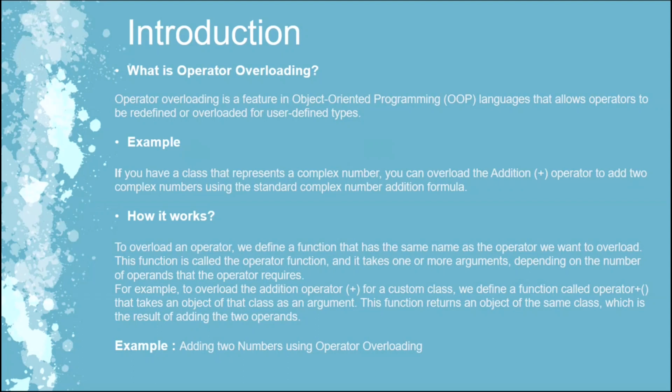To overload an operator, we define a function that has the same name as the operator we want to overload. This function is called the operator function, and it takes one or more arguments, depending on the number of operands that the operator requires. For example, to overload the addition operator, plus, for a custom class, we define a function called operator plus, that takes an object of that class as an argument. This function returns an object of the same class, which is the result of adding the two operands.